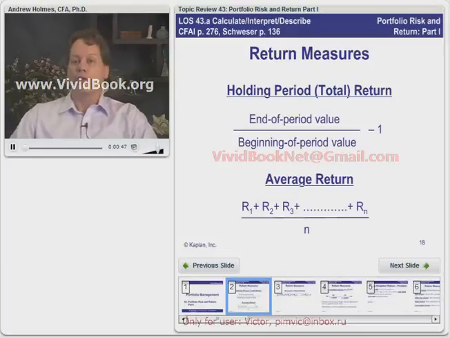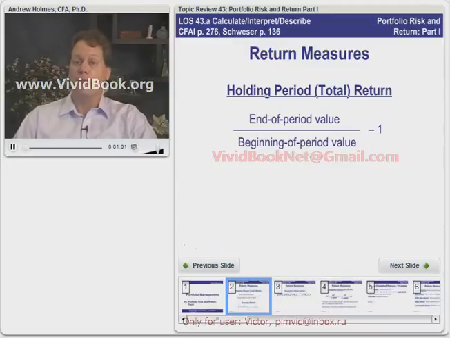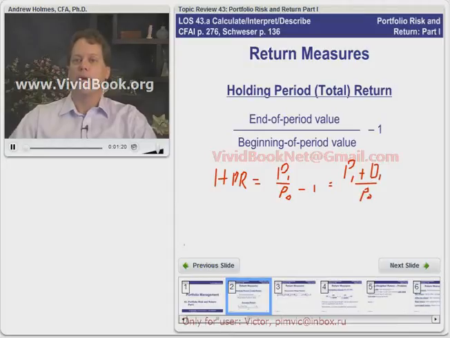So return measures. The first one is holding period return, and of course, we've talked about this in several places. You've got to get to where you can see this in the formulas that you're looking at for the exam. The way this gets written is that the holding period return is equal to P1 over P0 minus 1. You're also going to see it as being equal to P1 plus D1 over P0 minus 1.